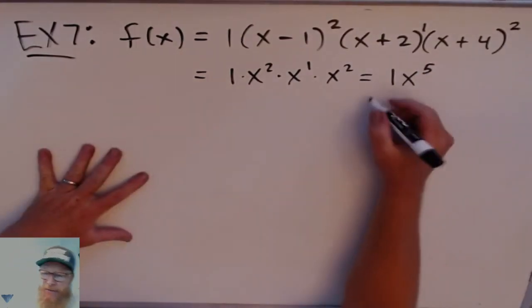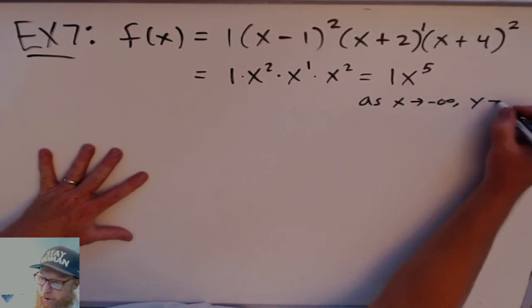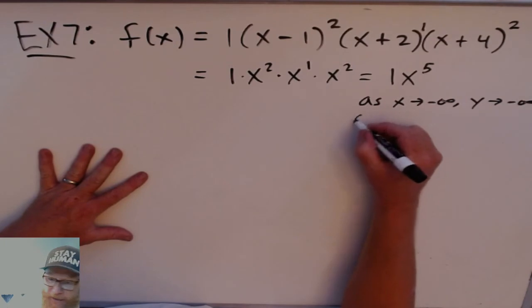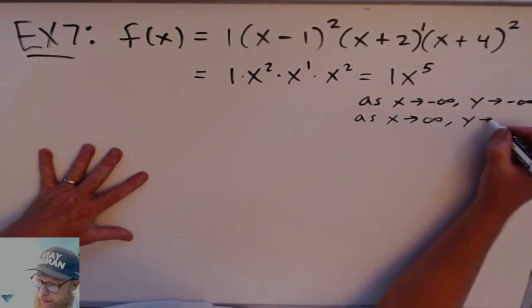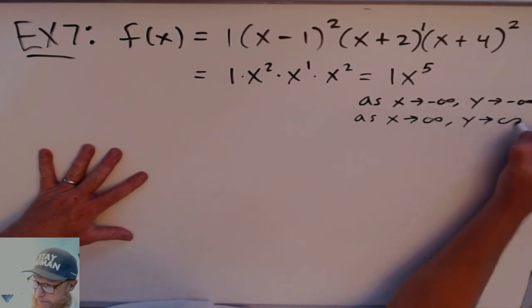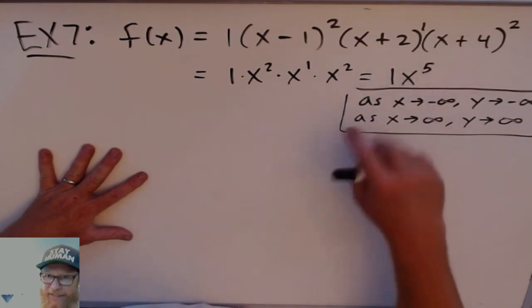All right. So that would be as x goes to negative infinity, y goes to negative infinity. I hope you're memorizing these, because it really is a disaster if you don't know them. And then as x goes to positive infinity, y goes to positive infinity. This is the easiest one.